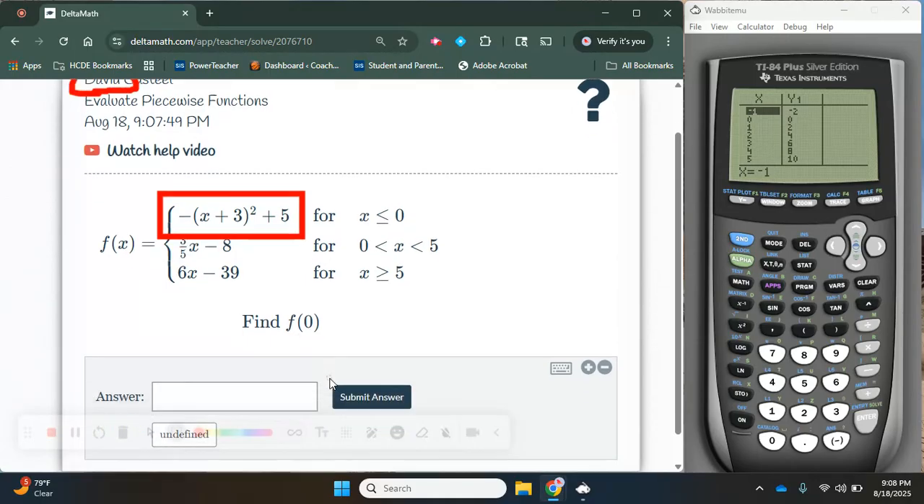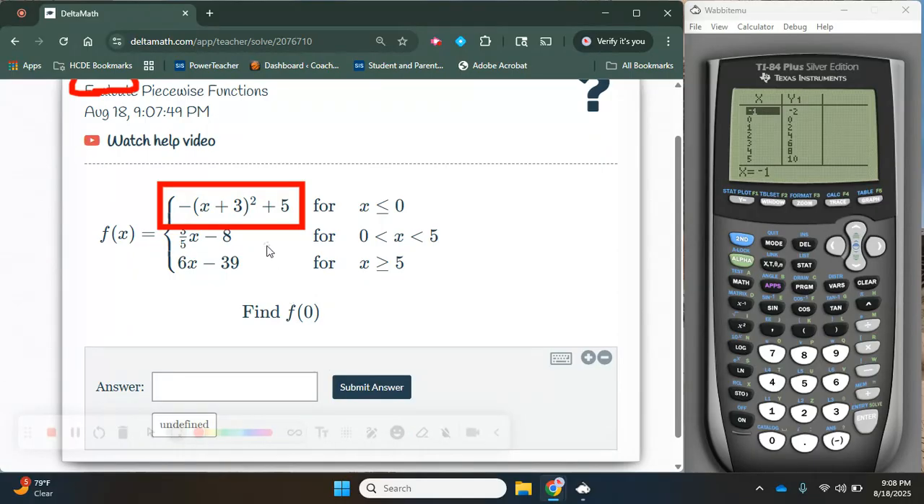Now this one we're not going to try to get too tricky with. When you plug in 0, 0 plus 3 would be 3, and then we square it, we would have 9. I'm going to take it to my graphing calculator again. You don't have to always use the graphing calculator, but it's a very useful tool. So I have negative x plus 3 squared plus 5, and I'm looking for an input value of 0. So when 0 goes in, hopefully you all can see this, negative 4 comes out.